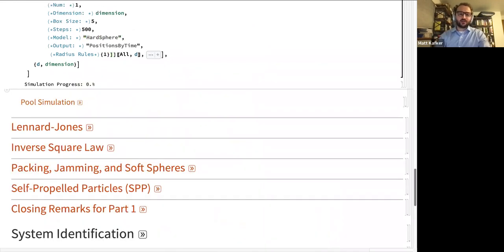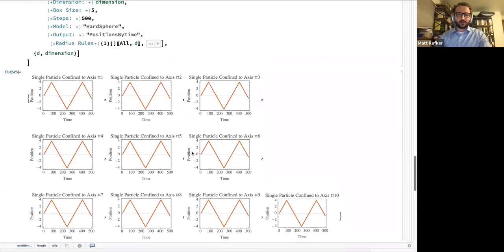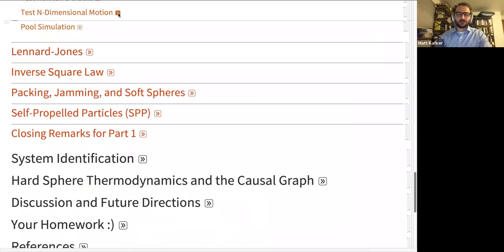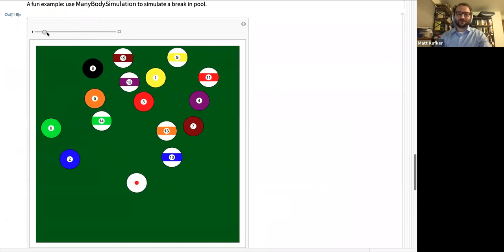If we do reflecting boundary conditions, this is also the behavior that we expect. The reason why I'm showing you all of these super boring tests is because we are going to be using the hard spheres to try to do genuine physics. So I want you to believe that they work. And then we can also play pool. This is a terrible game of pool.